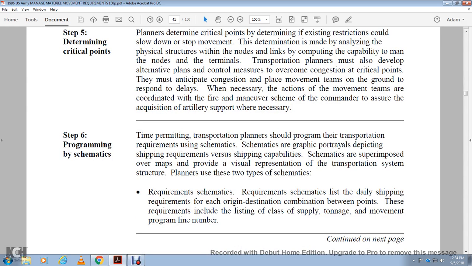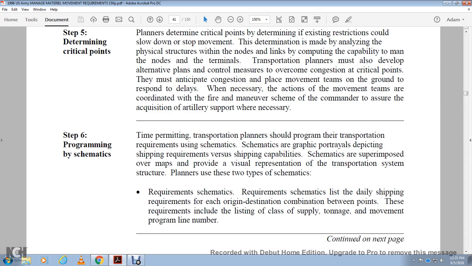Step 6, programming schematics. Time permitting, transportation planners should program the transportation requirements using schematics. Schematics are a graphical portrayal depicting and showing the shipping requirement for the various shipping capabilities. Schematics are superimposed over the map to provide a visual representation.